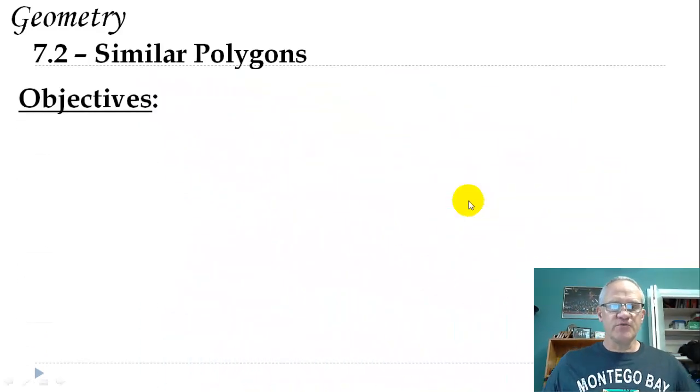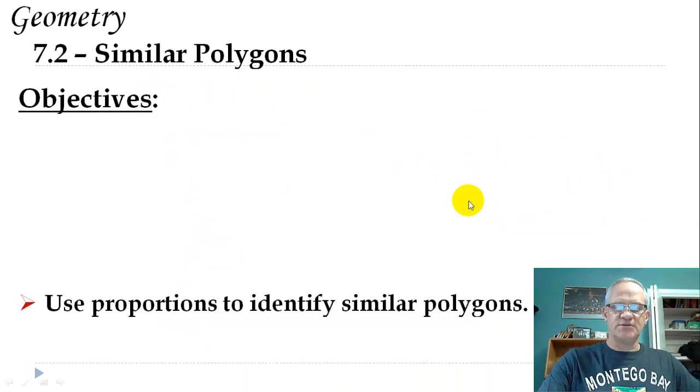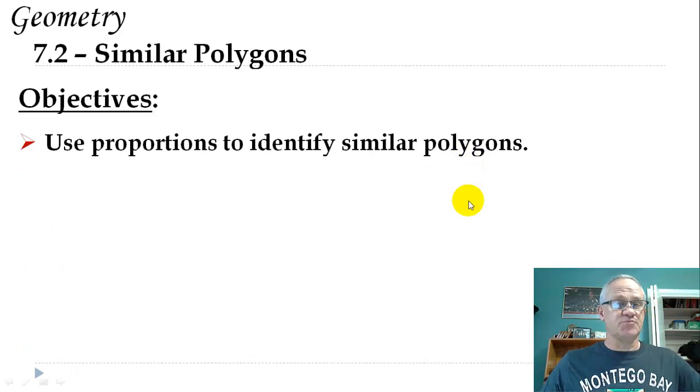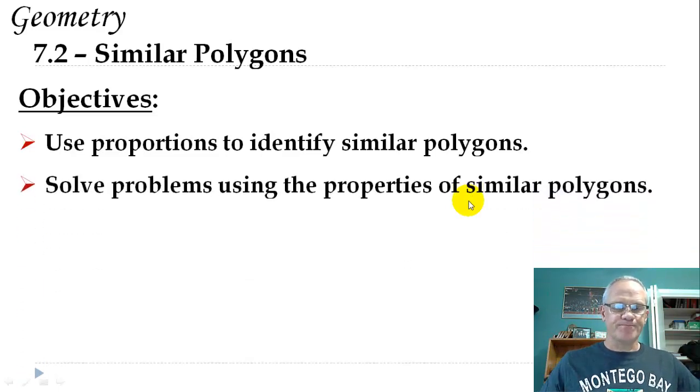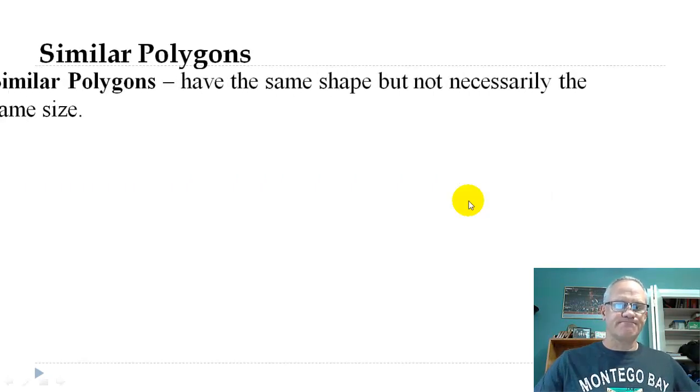Today we're going to talk about section 7.2, similar polygons. So first of all, let's take a look at the objectives. We're going to use proportions to identify similar polygons. Remember, we talked about proportions last time. And then we're going to solve some problems using the properties of those similar polygons.